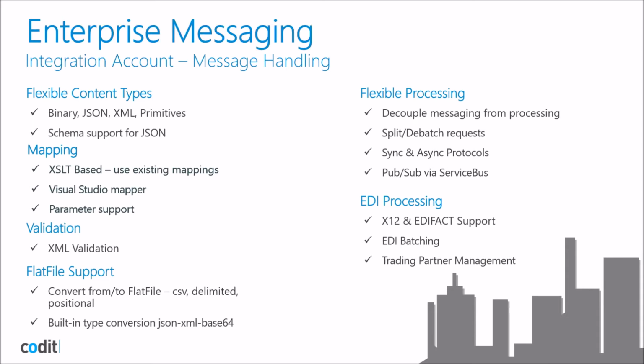There's XML validation available. So when a message comes in, you can let it be validated by the Logic App engine, and that will give you a result if your XML is valid or not, and then you can further act upon that. With the integration account and message handling of that, you also open up a whole new range of flat file support. You can convert from and to flat file, just like in BizTalk, you have CSV delimited or positional support, and you have built-in type conversion from JSON to XML.